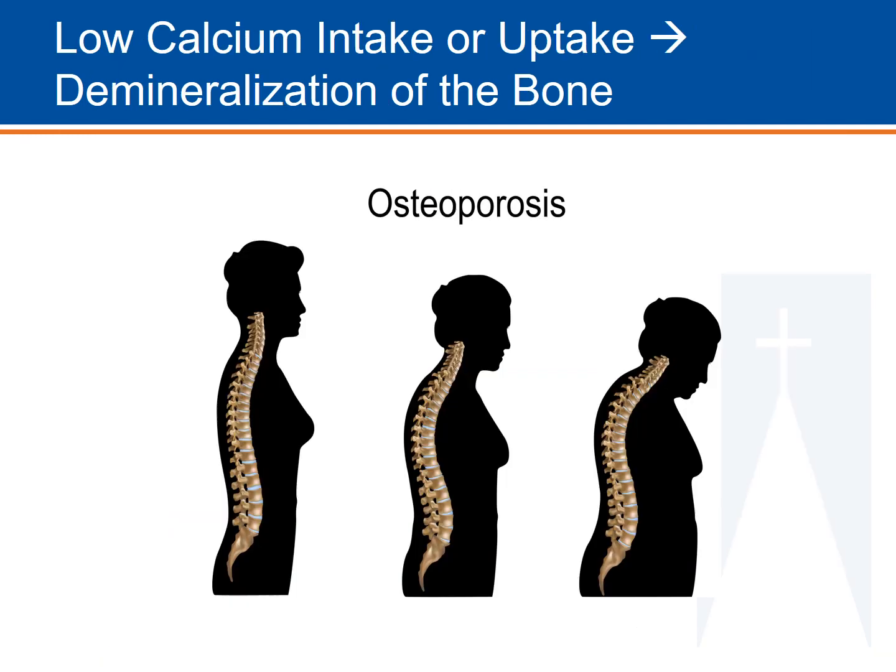In this final slide, I just want to show you the consequences of those biological processes. So the low calcium intake or uptake will lead to the demineralization of bone, resulting ultimately in osteoporosis. I hope that this slide has helped you to understand the process of osteoporosis and its relation to aging. Thank you very much.